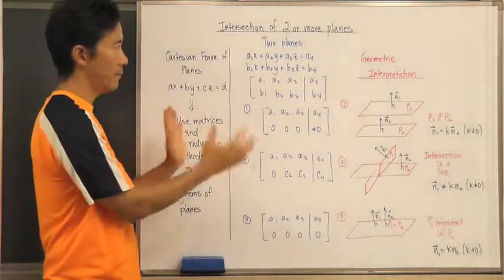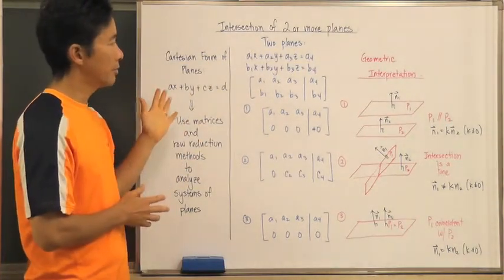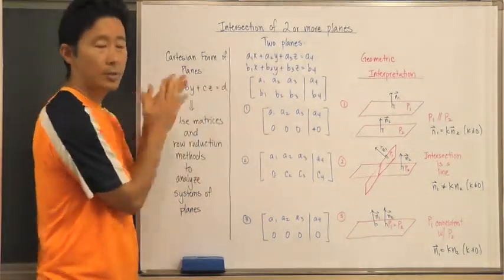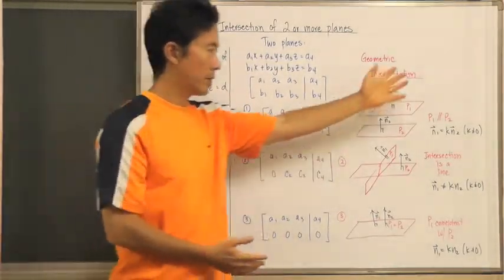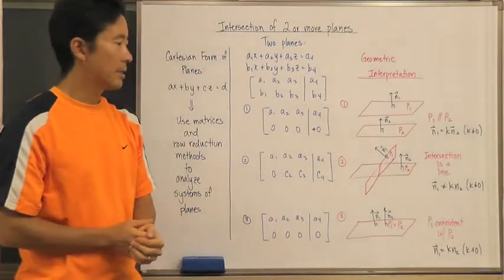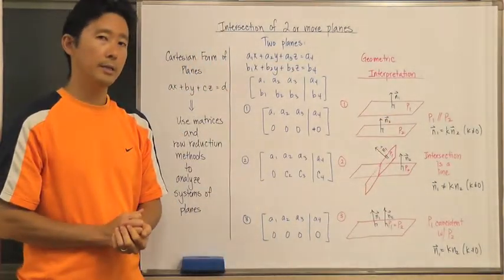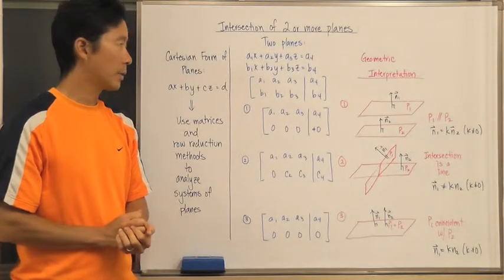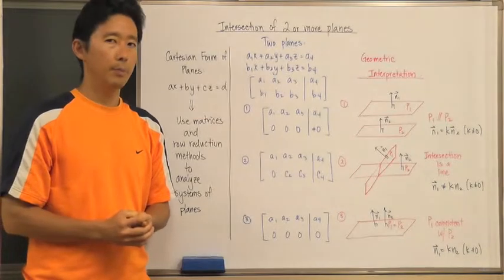So what we have right now is that we want to take a look at planes in their Cartesian forms so that we can use an augmented matrix to analyze it. Of course, if we wanted to analyze the intersection just by looking at the normal vectors of the planes, we could do that as well. Okay, we'll also take a look at what happens with three planes.